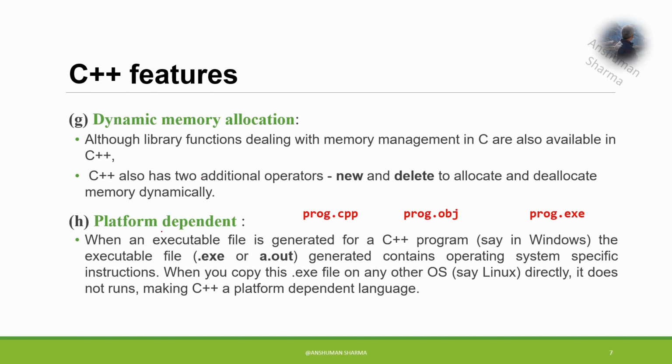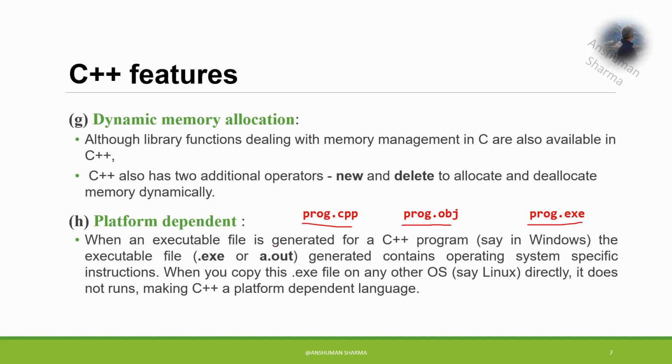Then we have the platform dependent feature. Platform dependence is a very important point, something that can be considered a disadvantage. Whenever an executable file is generated in a C++ program, say if you are working in Turbo C++, you remember that you first convert the C++ program into an object file on compilation, and that compiler generated file is then converted into an executable file, a .exe file, that is then executed.